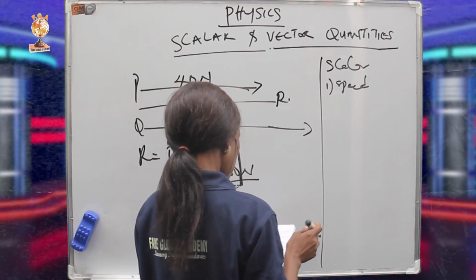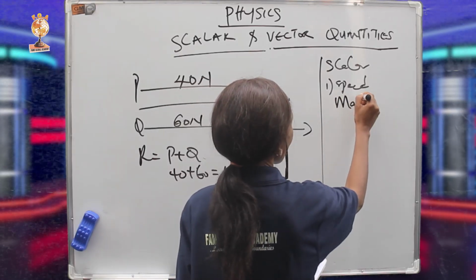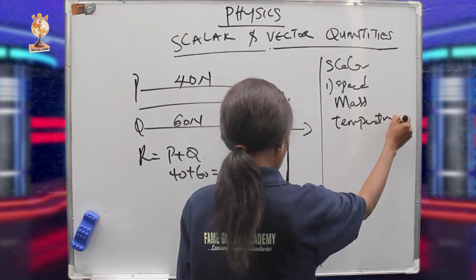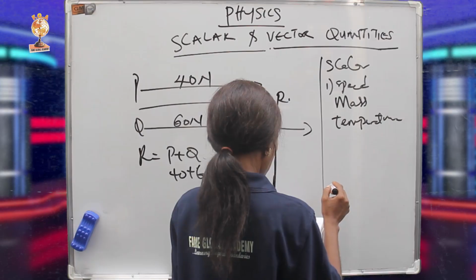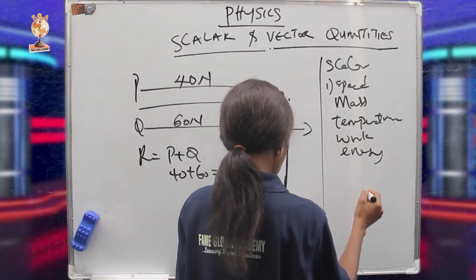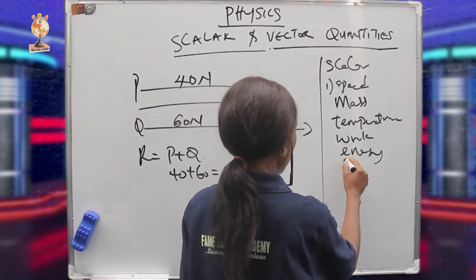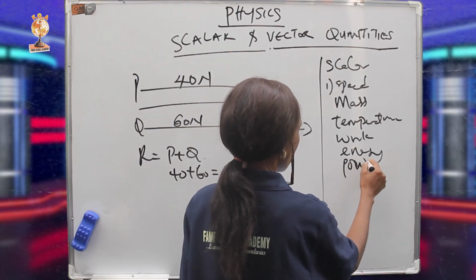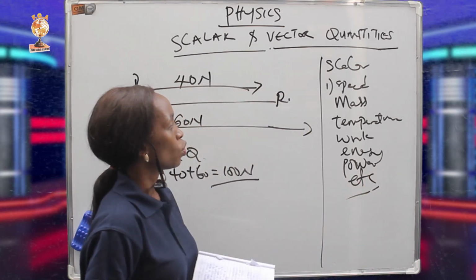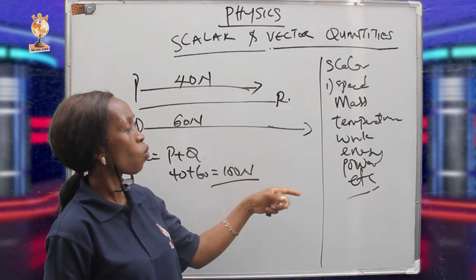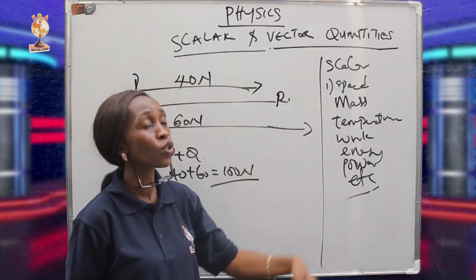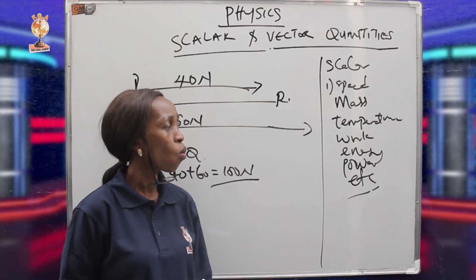You have mass. You have temperature. You have work, energy, power, and etc. There are many. So speed, mass, temperature, work, energy, power, and etc. These are some of the examples of a scalar quantity.